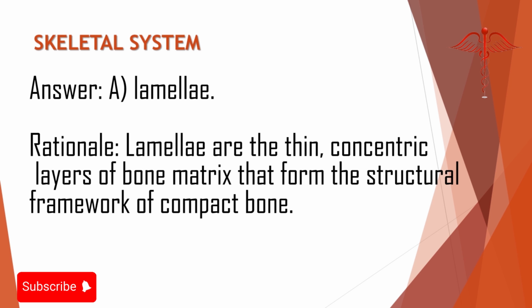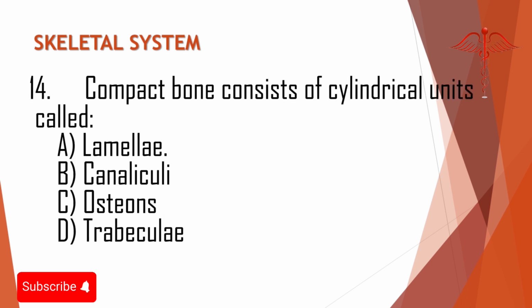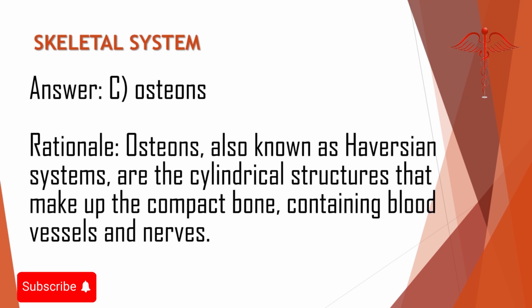14. Compact bone consists of cylindrical units called A. Lamellae, B. Canaliculi, C. Osteons, D. Trabeculae. Answer: C. Osteons. Rationale: Osteons, also known as Haversian systems, are the cylindrical structures that make up the compact bone, containing blood vessels and nerves.